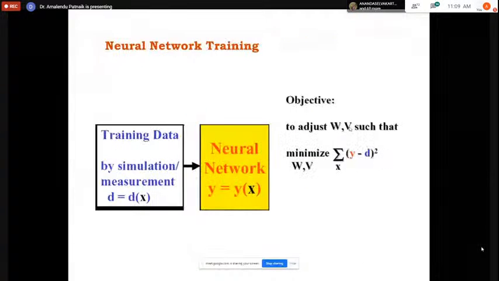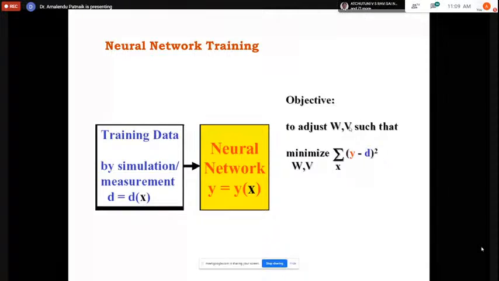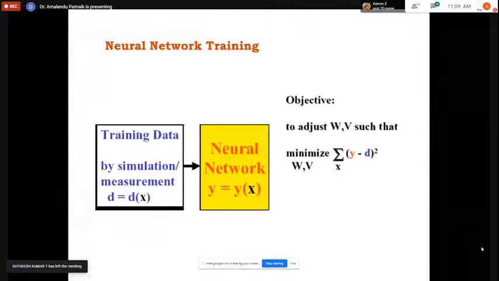So what exactly are we doing in this neural network training? You have this training data. That training data can be generated: if you have an RF simulator, you use that one to create your training data, or if you have an exact measurement facility, better to use that measurement facility to create the data.